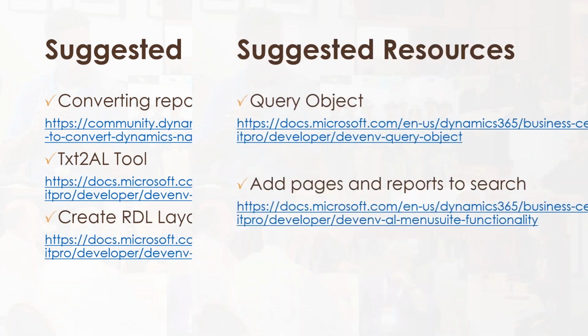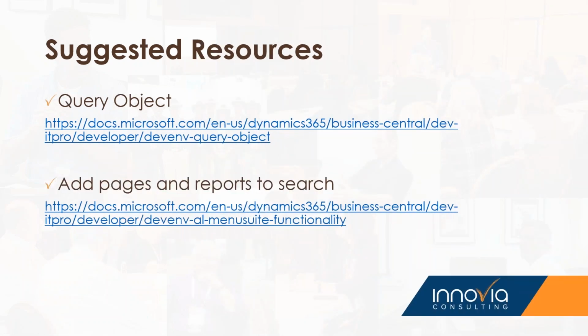If you're going to work with web services and you want to pull data out using them, really the object you're going to want to learn about, if you don't already, is the query object. Query objects can be used to query, as the name suggests, data out of the database, and then those can be exposed as web service endpoints so that you can get that data through OData. So there's just a link on that. And then finally, this is talking about the searching that I showed there, where the report did not show up in the search. So this talks about how to add pages and reports to the search.